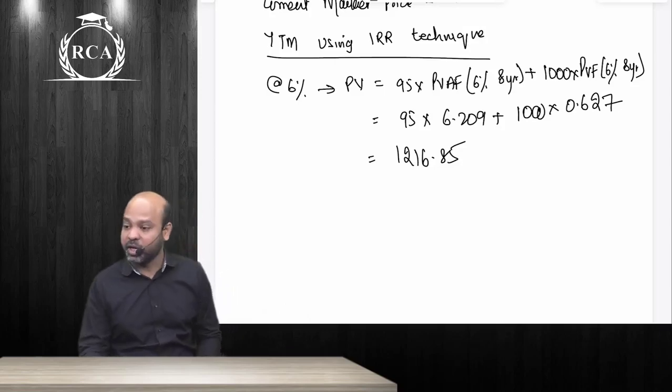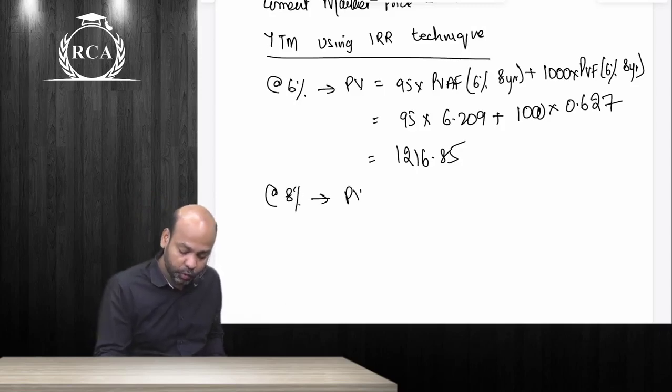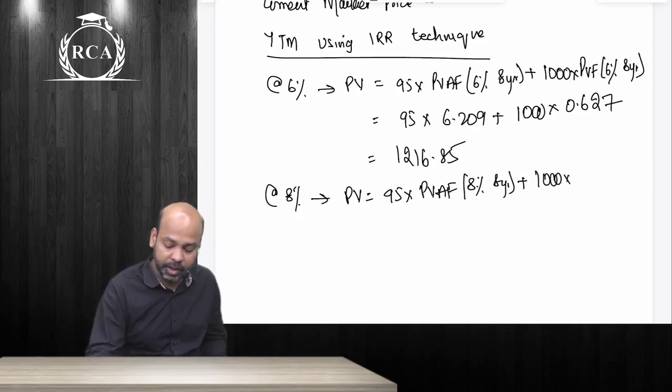Yes, kids, did you all get the answer? At 8%, beta, what will be the present value? You will write 95 rupees multiplied by present value annuity factor at 8% for 8 years, plus 1000 rupees multiplied by present value factor at 8%, for the 8th year.